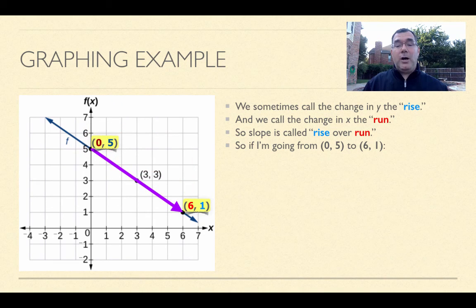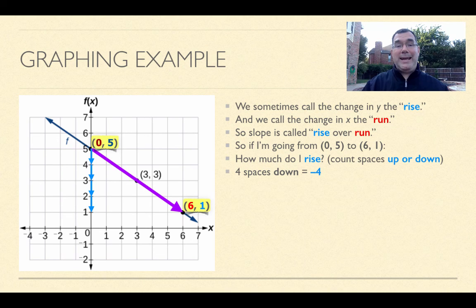So if I'm going from (0, 5) to (6, 1), I'm just going to draw some arrows in here to show how far I go up or down and how far I go left or right. So if I'm starting there at (0, 5), I need to get to (6, 1), so I need to go down 4 spaces to get there. Okay, so we consider that negative 4. That's a rise of negative 4. Since I'm technically not going up, I'm actually going down.